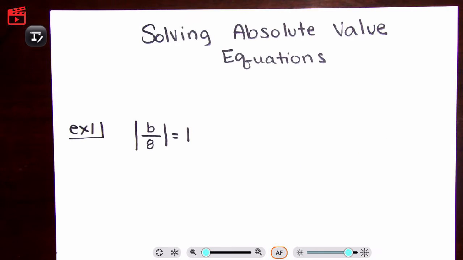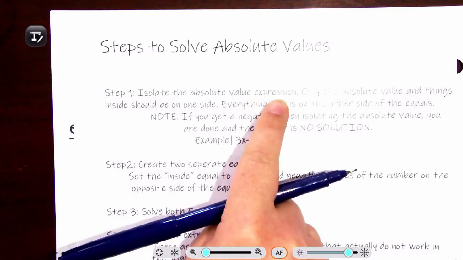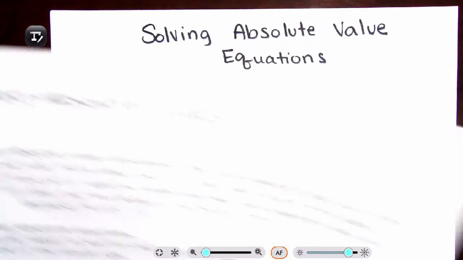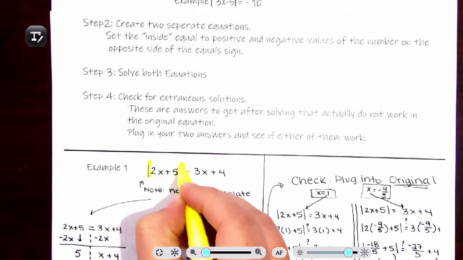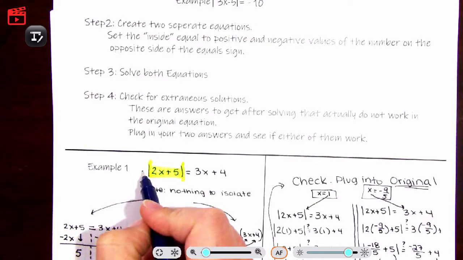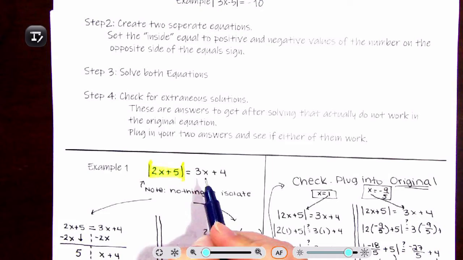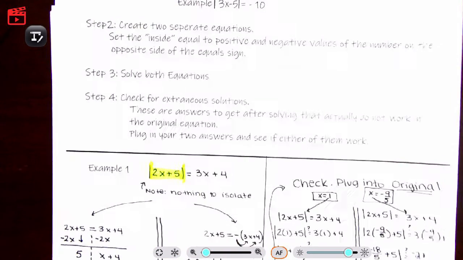For example number one, we are checking up on our checklist, or our steps. Step number one is to isolate the absolute value expression. Basically, what that means is, if we scroll down here on our cheat sheet, we want the absolute value symbol and the stuff inside alone. If there's anything attached on the outside, not on the opposite side of the equals, but on this side, then we want to remove it.